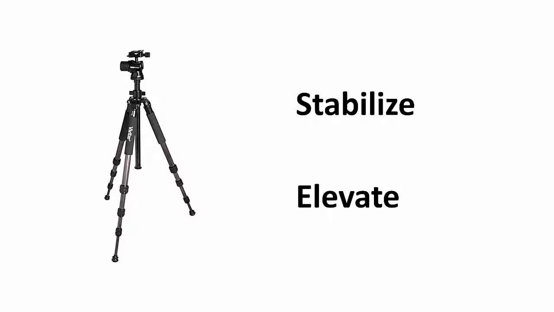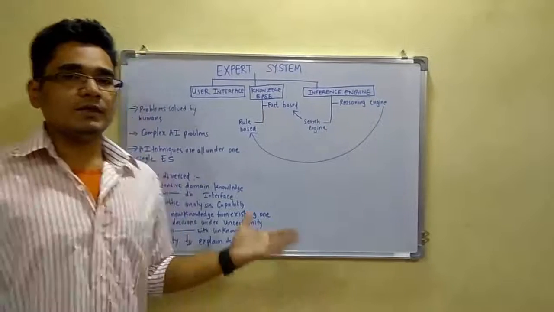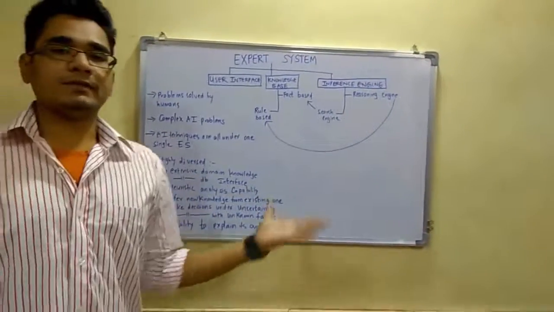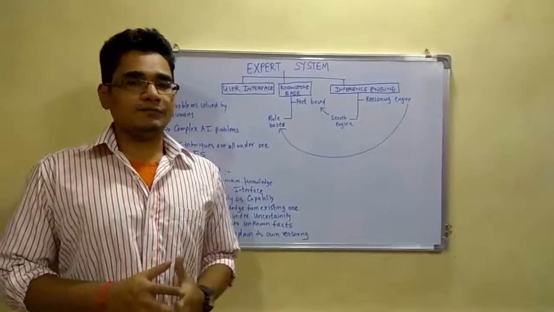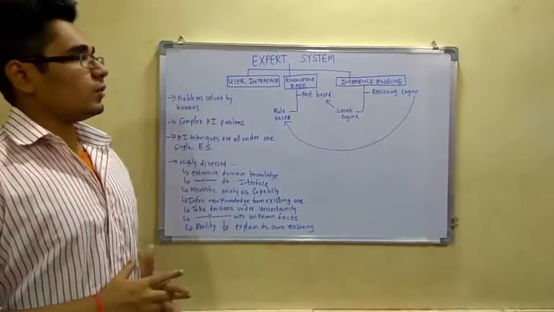Okay. Let's talk about tripods now. Tripods are used to stabilize the camera, avoiding video shake, and also to elevate the camera whenever necessary. Let's look at an example of how bad your video can look and how easily your students can be distracted if you don't take this into consideration.